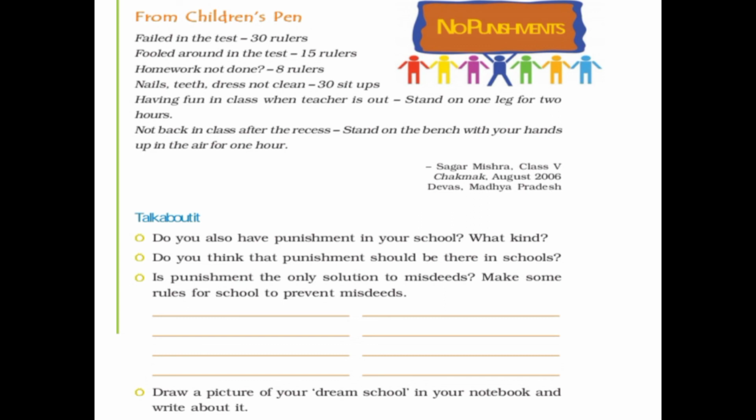Draw a picture of your dream school in your notebook and write about it. You can draw a dream picture of your school, which you dream of, and write about that picture, that is about the school. So in this part 2 we studied how, with all the great difficulties, students reached the school, and we also studied about punishments. If you have done some misdeeds, you decide the punishment and tell it to your teacher. And also draw a dream school of yours and write something about it.